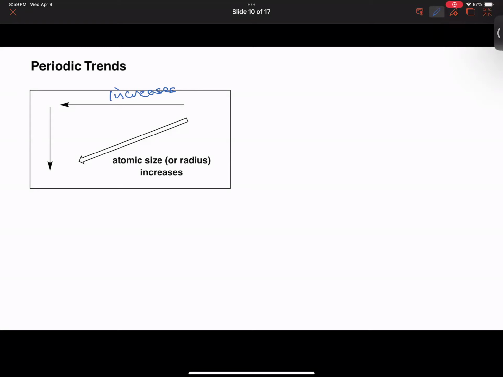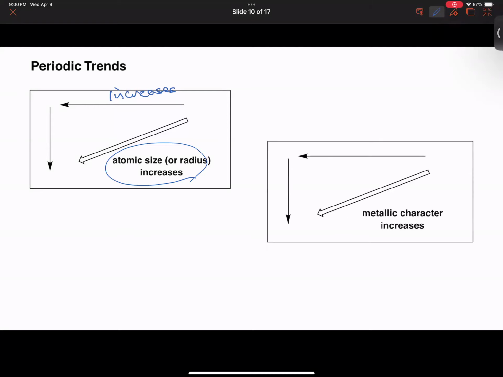And from top to bottom, the principal shells are increasing from 2s to 3s, 3s to 4s, 4s to 5s. The shape is the same, but the size is increasing. When the shell is increasing, the size increases. So relatively speaking, diagonally down from the top right hand side corner to the bottom left hand side corner, size is increasing.